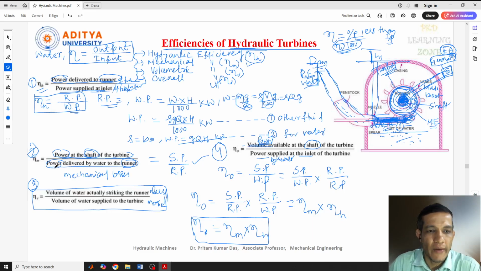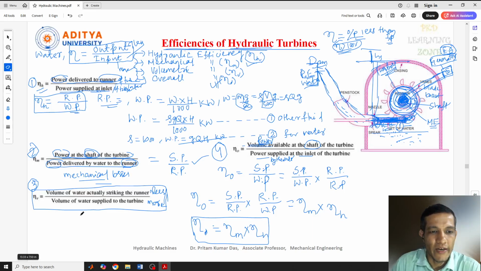Next is the mechanical efficiency: how much power was supplied to the runner, and how much of it was transmitted from the runner to the shaft. The initial supply will obviously be more, as I told you, the input will always be more and the output will be less. Here also there are mechanical losses, so there will be some difference.